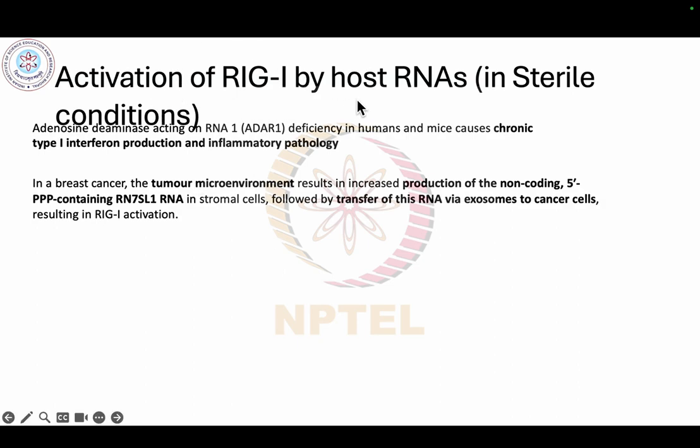So activation of RIG1 by host RNAs in sterile conditions. Adenosine deaminase acting on RNA1, ADAR1, deficiency in humans and mice causes chronic type 1 interferon production and inflammatory pathology. In breast cancer, the tumor microenvironment results in increased production of the non-coding 5' triphosphate-containing RN7SL1 RNA in stromal cells, followed by transfer of this RNA via exosomes to cancer cells, resulting in RIG1 activation.